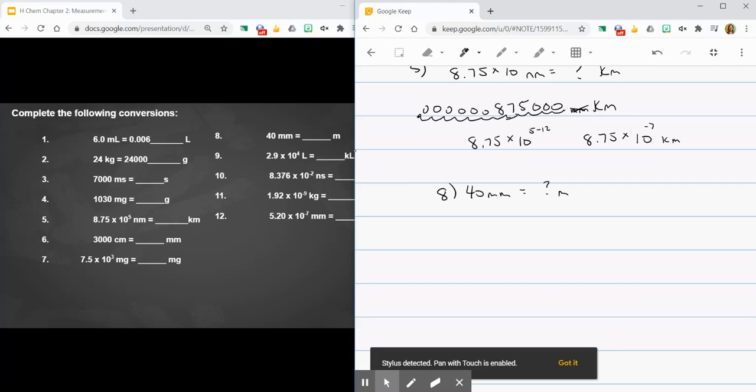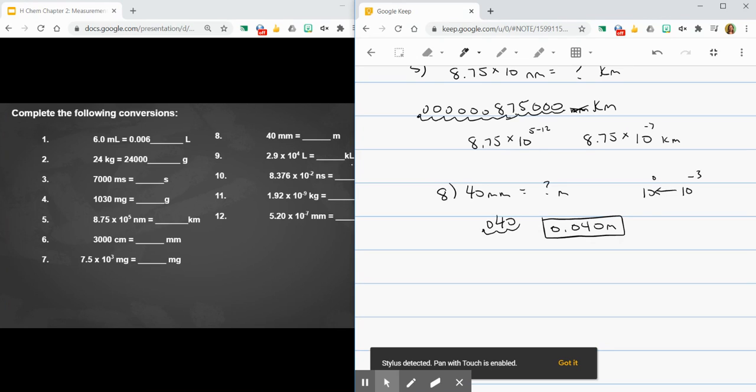So on our chart, if we look back, we have milli on the right, 10 to the negative 3. Meters are a base unit, so that's 10 to the 0. So I'm moving left 3 powers of 10, so I'm going to move the decimal 3 places to the left. So 1, 2, 3, I need a placeholder, so I have 0.040 meters is my answer for that one.